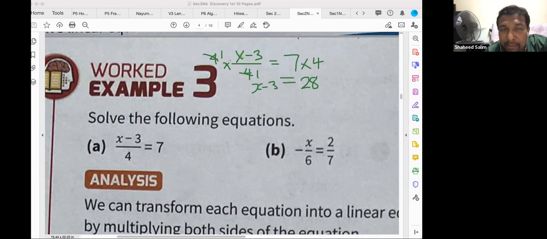Okay, so down here you times by 4. You get 28. Then now you want to bring the minus 3 over. Becomes plus 3. 28 plus 3, 31. Okay. I hope you all are right. Well done, Muhammad Hassan.